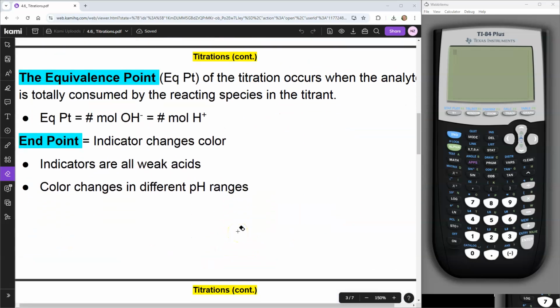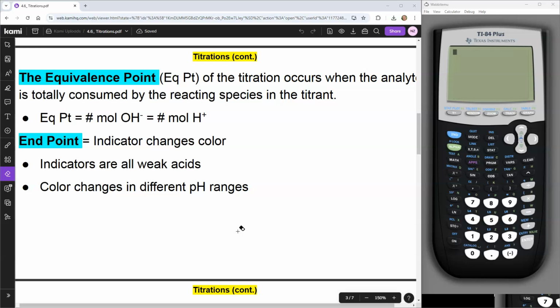Okay, so we have 2 points. We have the equivalence point of the titration, and that occurs when the analyte is totally consumed by the reactant species in the titrant. So, for example, at our equivalence point in an acid-base titration, the number of moles of hydroxide ions will equal the number of moles of hydrogen ions. So the concentrations are equal.